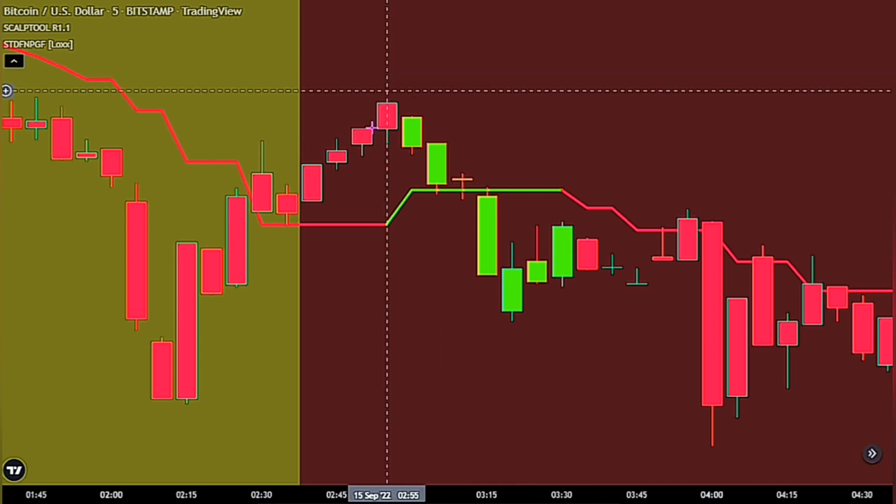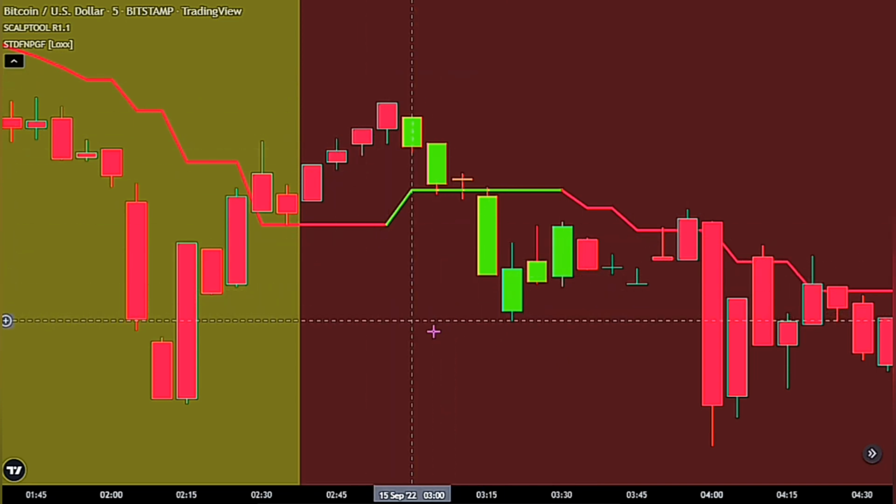Okay traders, let's quickly backtest our strategy with an account size of $1,000, and we would be covering 200 trades, as we risk 1% of our account size. Let's get into it.